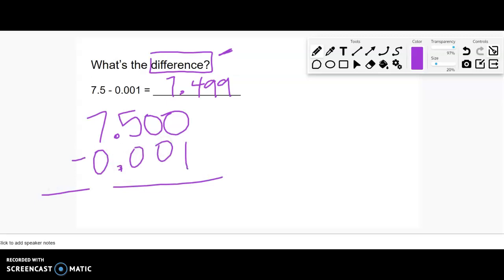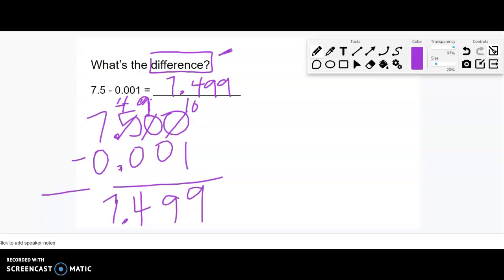Not a lot of borrowing because I can't do 0 minus 1. I can't borrow from this middle 0, so I have to borrow from the 5. It becomes a 4. That would be 10, but I have to borrow from it, so it becomes 9. This one becomes 10. 10 minus 1 is 9. 9 minus nothing is 9. 4 and 7.